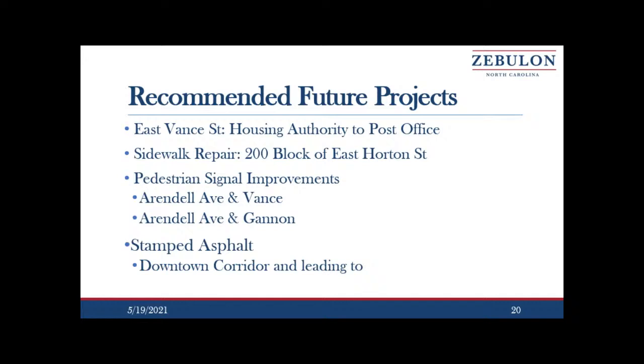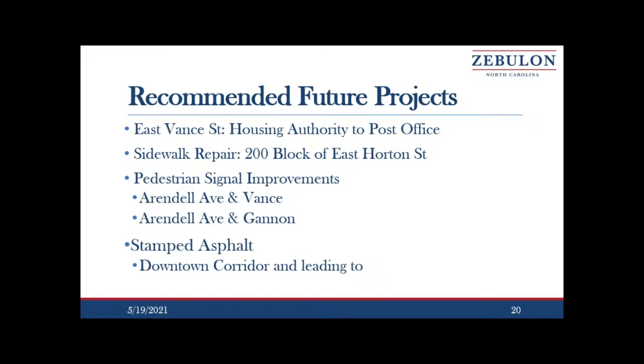Pedestrian signal improvement: Arundel Avenue and Vance Street is one area where we would like to see signal improvements, as well as Arundel Avenue and Gannon. At Arundel Avenue and Gannon, there's just some tie-up in what that intersection is going to look like in the future. We know that something needs to be done there, and we would like to see that move forward as soon as possible.